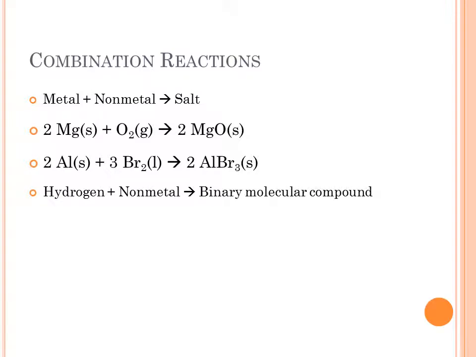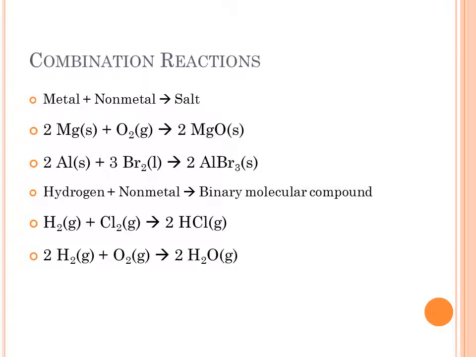Now, you could react hydrogen with a nonmetal to form a binary molecular compound between the 2. The hydrogen ones are fairly predictable, but other nonmetal combinations are not as predictable because many times there is more than one binary molecular compound that could be formed. For example, hydrogen and chlorine forms hydrogen chloride gas. Hydrogen and oxygen reacting to form water.